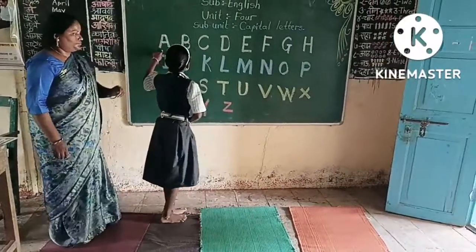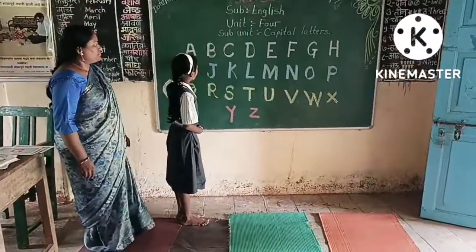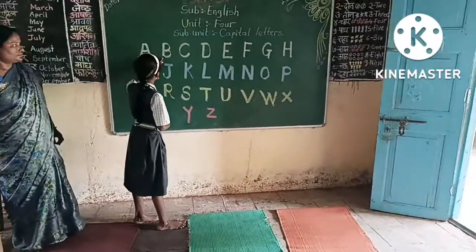A for apple. A for apple. Repeat after me. A for apple. B for ball. B for ball.